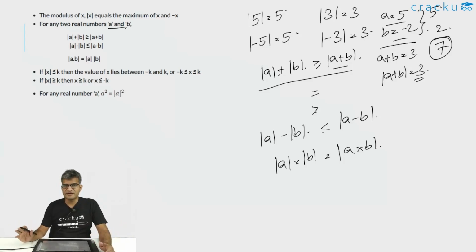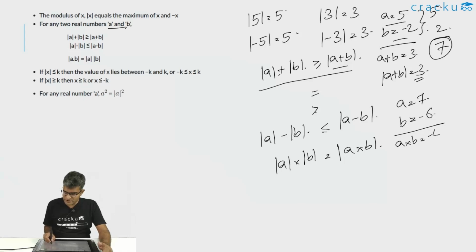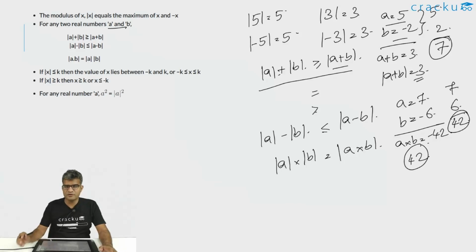Just to understand this better, let us assume that A is equal to 7. And B is equal to minus 6. That is, one of them is positive, one of them is negative. Then A into B will be minus 42. And modulus of this will be 42. Modulus of A will be 7. Modulus of B is 6. Again, the product is 42. So whether you apply the modulus before or whether you apply the modulus later will not matter in terms of product. So remember these 3 formulas and try to understand them intuitively so that you can answer these questions faster.